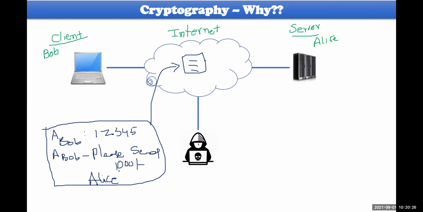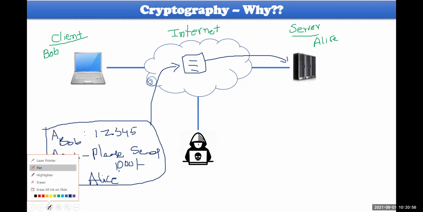If this information is directly received by Alice, and whatever message has been sent by Bob is received by Alice properly, and accordingly she responds, there is no issue. In 1, 2, 3, 4, 5 only, so 1,000 rupees will be credited, since Bob's account is 1, 2, 3, 4, 5. So there is no problem at all. But meanwhile, what is going on will be observed by one more person.